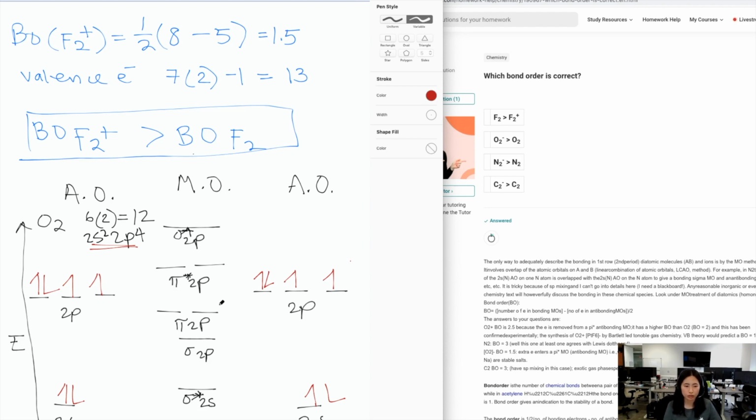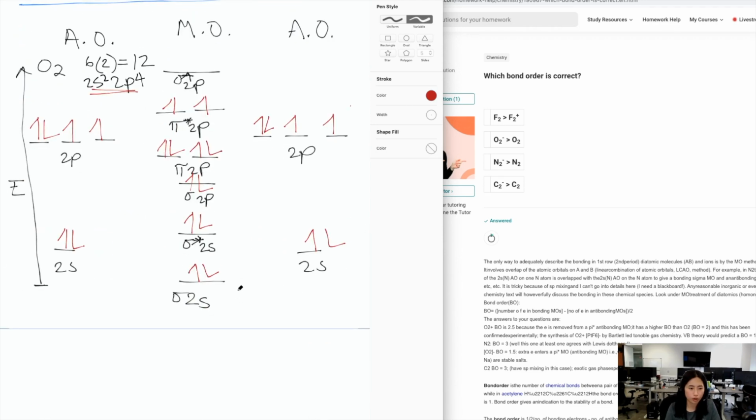Now we move on to molecular orbitals. So we know that there's 12 valence electrons. That's why we need to fill this with 12 electrons. So 1, 2, starting from the lowest energy orbital. So we have 4, 5, 6, 7, 8, 9, 10, 11, 12. So as you can see, for oxygen, you have to stop at pi anti 2p right here. That means this is paramagnetic, right? Because you have 2 unpaired electrons. So now let's look at the bond order for O2.